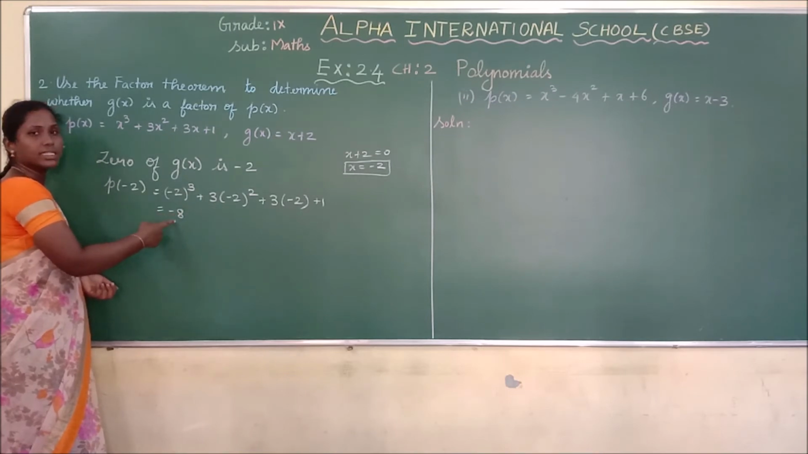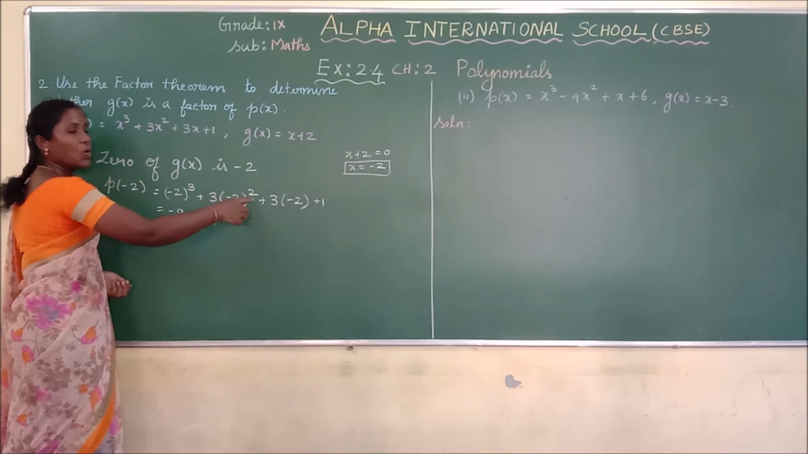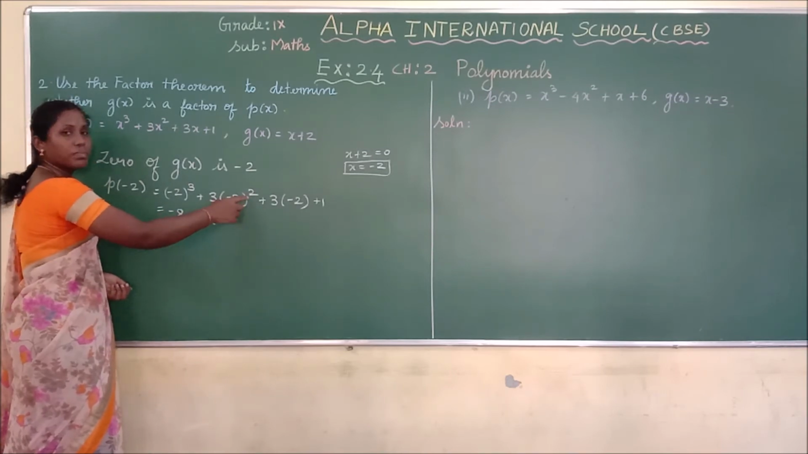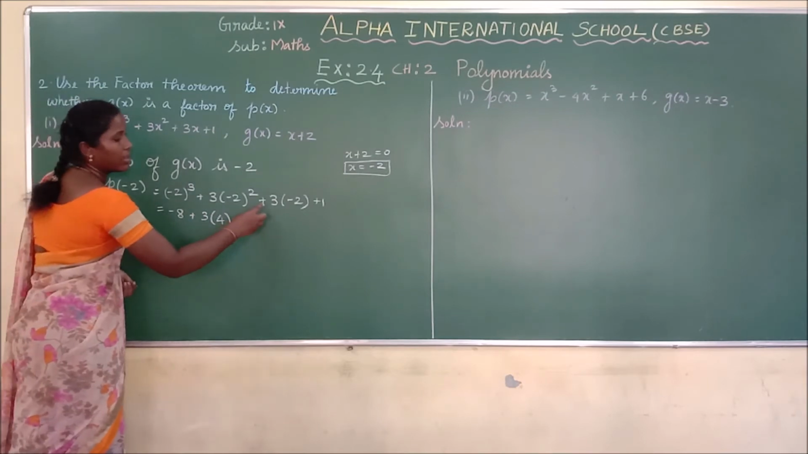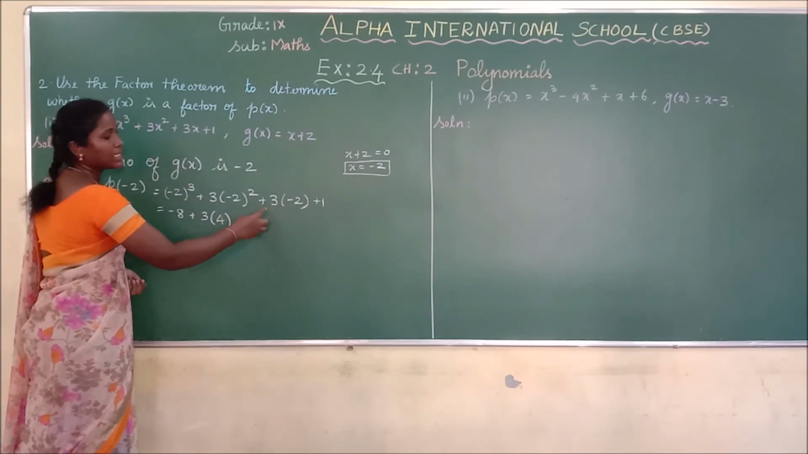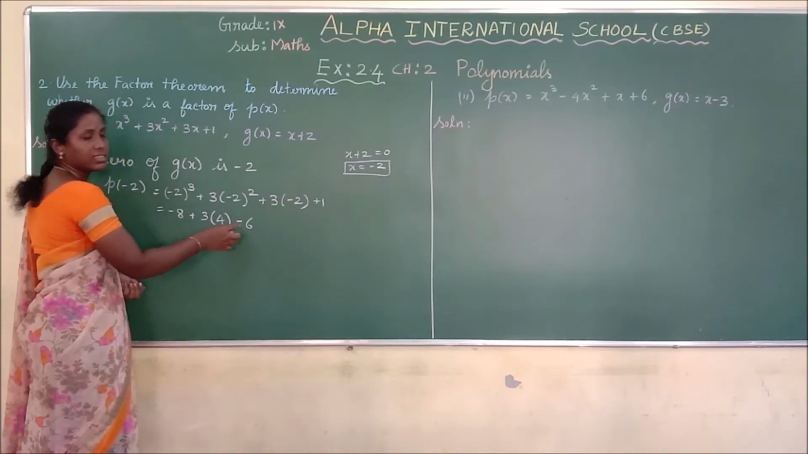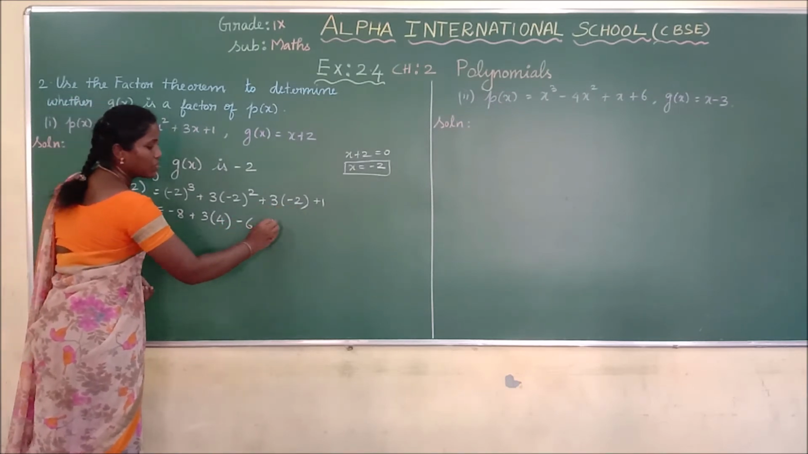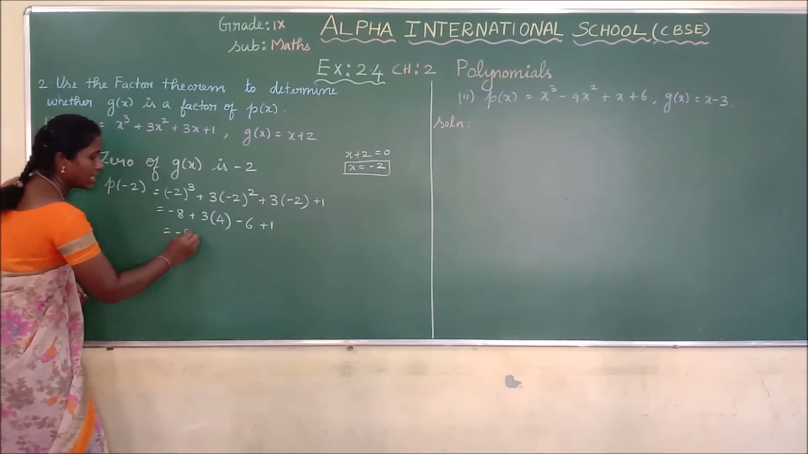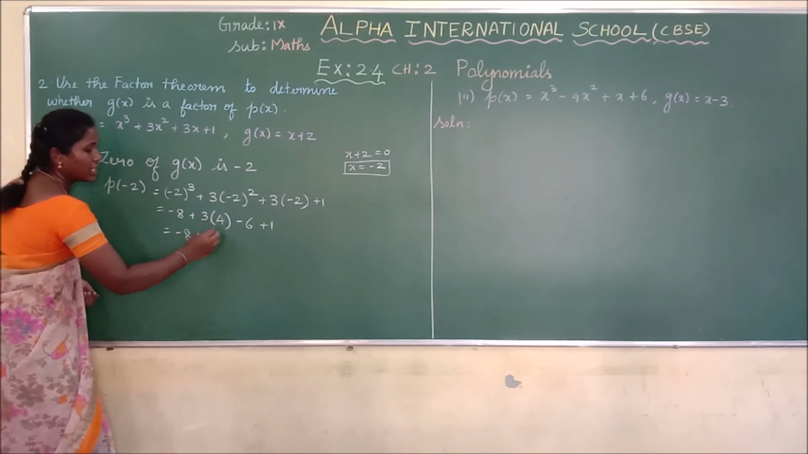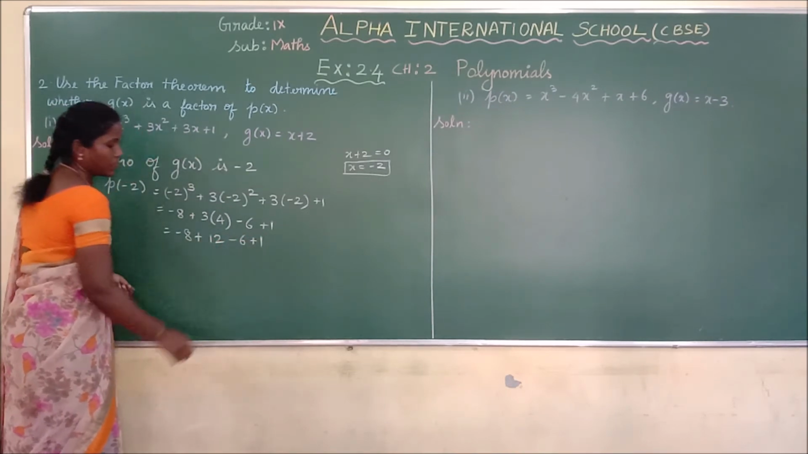So it is minus 8 plus 3 into minus 2 whole square. Minus into minus will become plus, 2 squared is 4, so 3 into 4. Here 3 into minus 2 is minus 6. Plus 1. Now it is minus 8 plus 12 minus 6 plus 1.